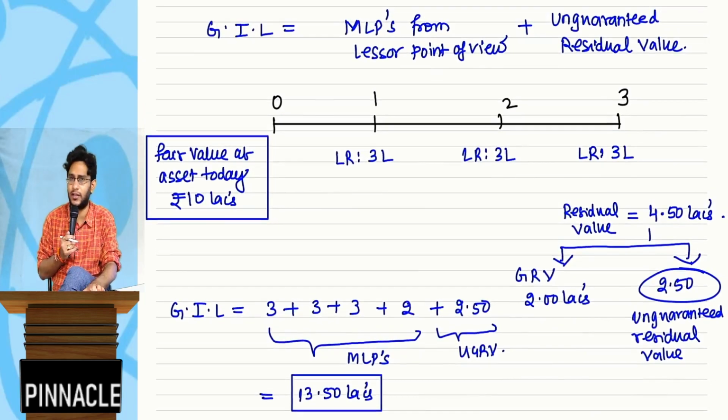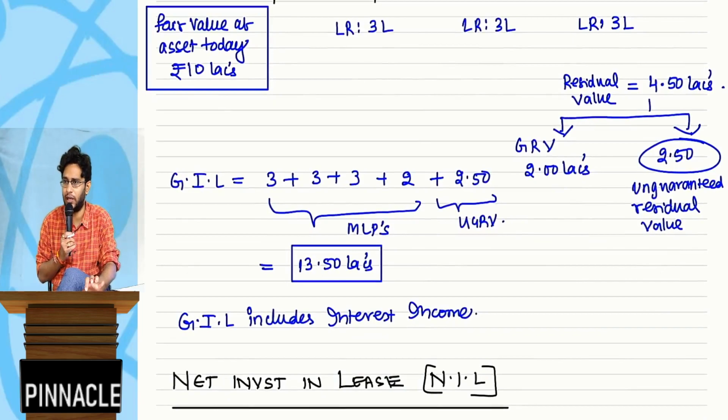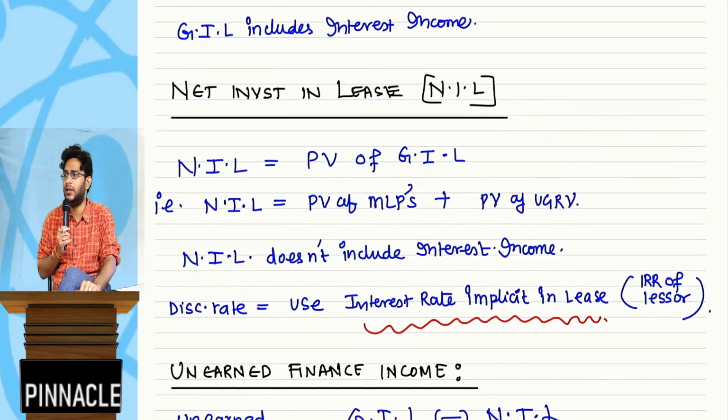Even though this fellow invested 10 lakhs to buy the asset, overall he is recovering 13.5 lakhs, which means definitely he is charging interest income in that. NIL is the present value of GIL, which means present value of MLPs plus present value of UGRV. The moment you discount, whatever interest income is included in GIL automatically gets eliminated, and NIL does not include any component of interest. If I now take the difference between GIL and NIL, that is the total interest income, since that is not yet earned and will be earned over a period of time, as on today we call that unearned finance income. Up to here we studied.